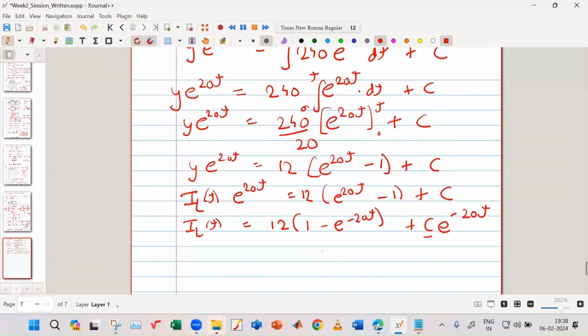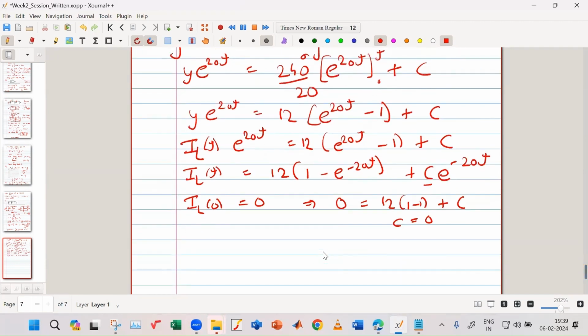But I don't know what is c. So how will I proceed with this then? Initial condition 0, right? Yes. So IL of 0 is given to be 0. So I substitute that. I will get 0 is equal to 12 into 1 minus 1 plus c. 12 into 1 minus 1 is 0, so effectively c is equal to 0. So then I will get my equation of IL of t. IL of t is equal to 12 into 1 minus e raised to minus 20t.